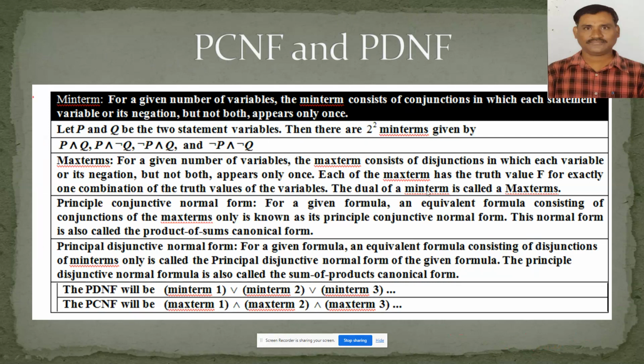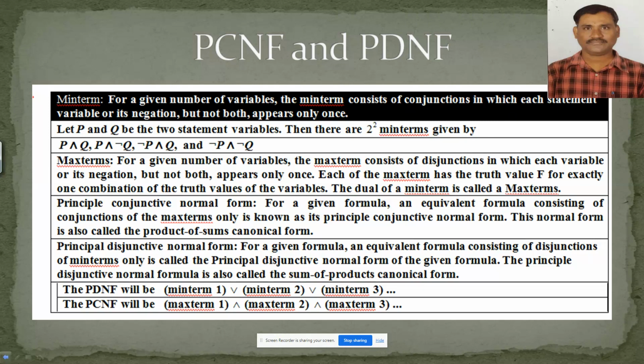To construct PCNF or PDNF, you have to learn min terms and max terms. When you have two variables, then we have two squared min terms as well as two squared max terms. Min terms consist of conjunctions in which each statement variable or its negation appears, but not both.